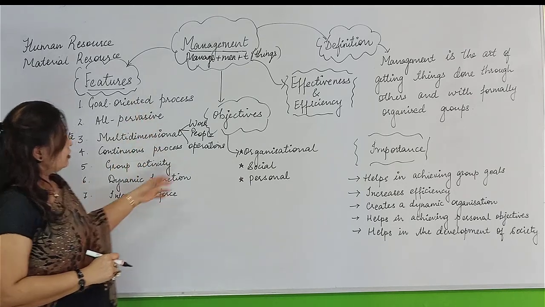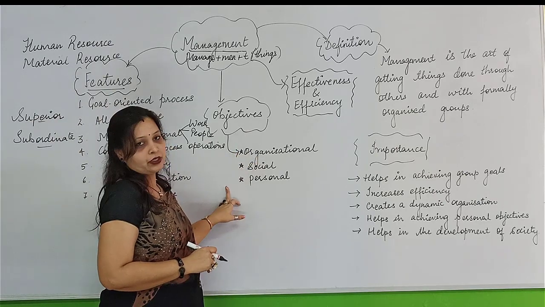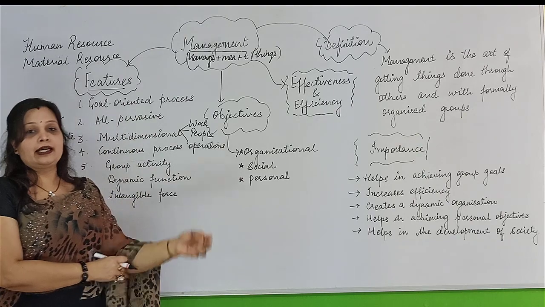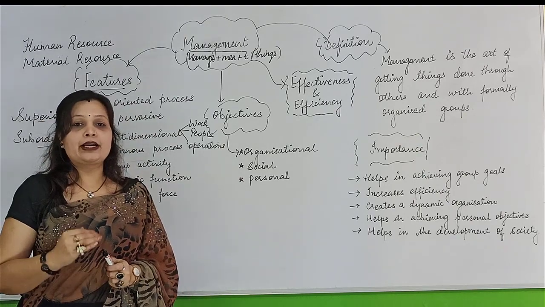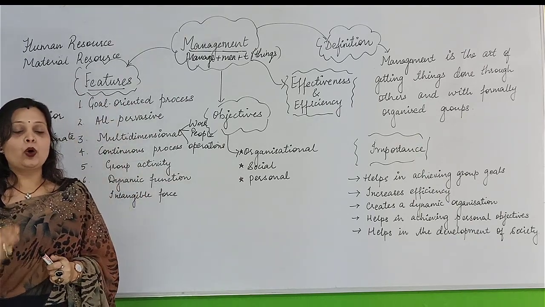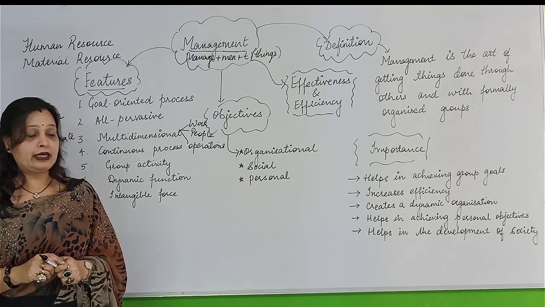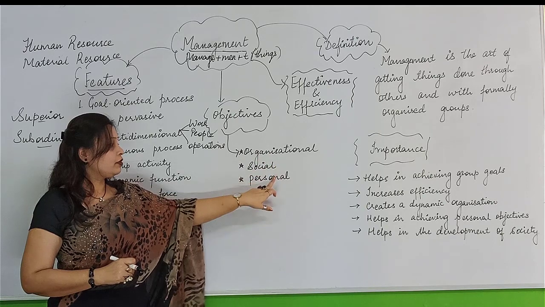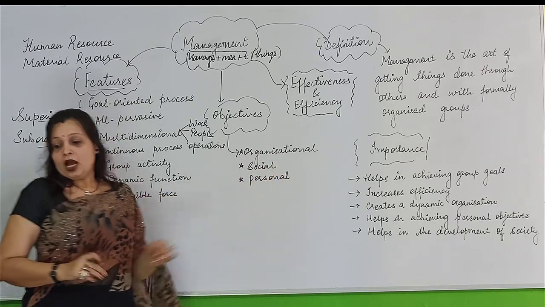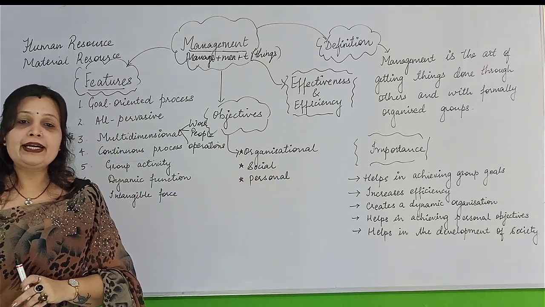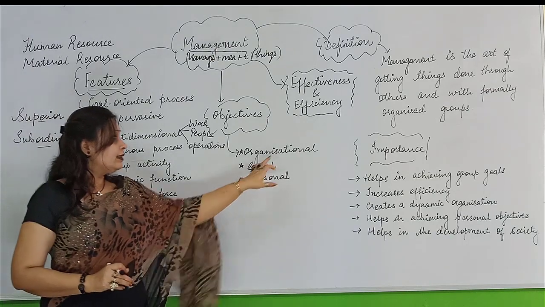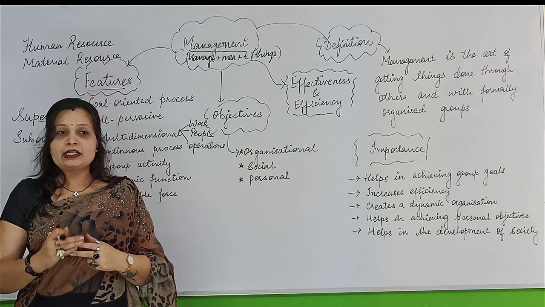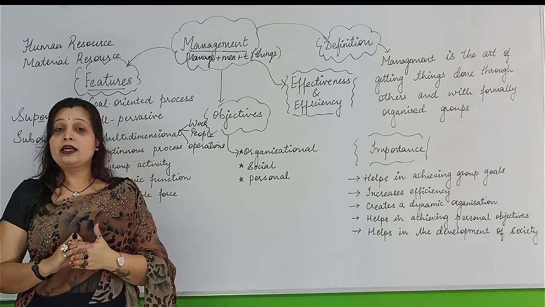Now the next thing is its objectives. Objectives of management means why management is done. What is the objective of management? Why should a manager manage his subordinates? There are three types of objectives: organizational, social and personal. From the very name itself you can make out that organizational means related to the organization in which you are working, in which you are an employee.